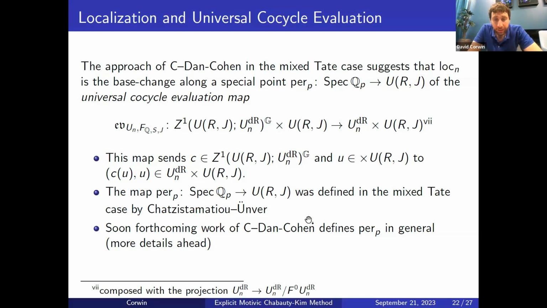Okay. Now, what's with this map, this special point of U_R^J? So it was defined already in the mixed Tate case by Unver. So when I was working with Dan Cohen in the mixed Tate case, we were just using something that already existed. But now in general, we talked to them and they gave us ideas, but they weren't really sure. And so basically what we did is we have defined it in general.